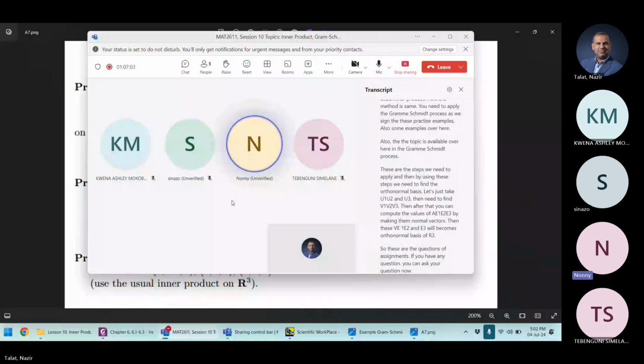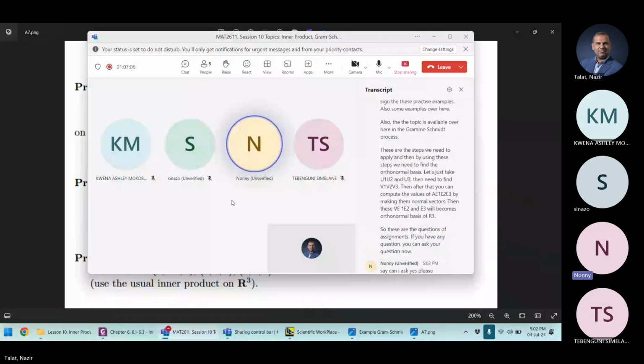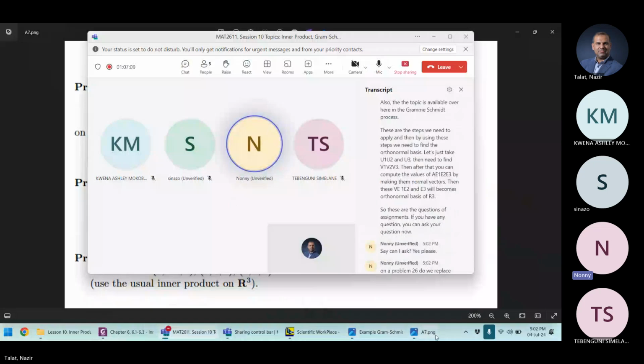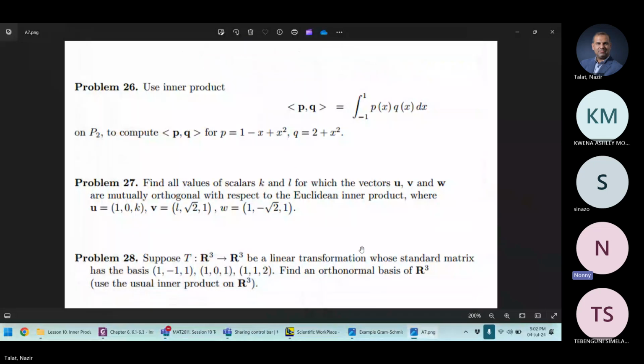Can I ask? Yes, please. On problem 26, do we replace p(x) with p and q(x) with q, then find the integral of it? In problem number 26, yes. Look, the P is available. This P should be bold, like it's the P and Q you have available. So just put the P over here, Q over here, and then multiply them. You know how to multiply these two polynomials, and then you need to integrate that from -1 to 1. If you integrate them, then it will give you the inner product between P and Q.